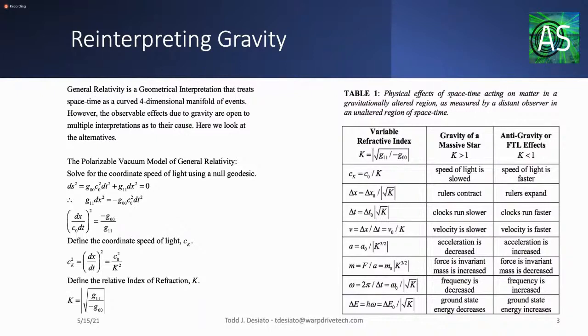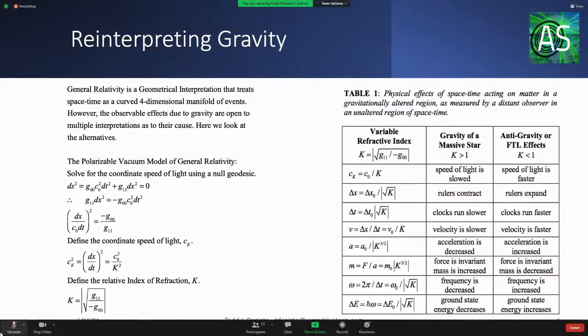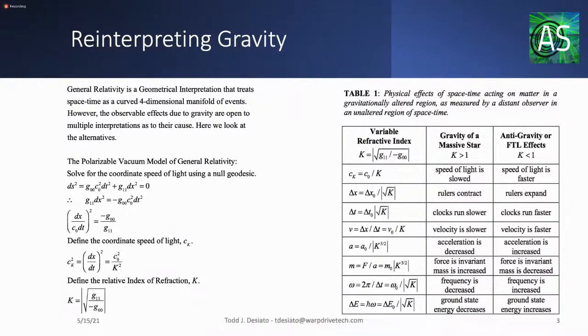But now, from your perspective down in the gravity well, looking out, you see clocks running faster, rulers stretched, the speed of light faster, and power greater. So this is what I mean by reversing it. We have to look at things that cause your ruler to stretch and your clock to run fast.